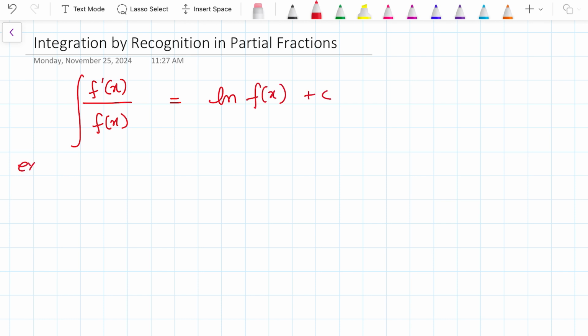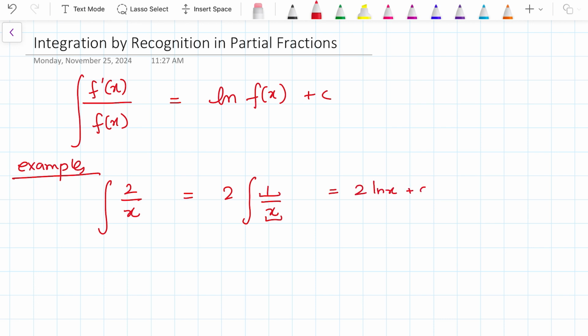So just quick examples. 2 upon x. Let's take this 2 outside, so it becomes 1 upon x. The constants can be taken inside and can be taken outside because they're over here as multiples, so it doesn't really make any difference. The function is x and the differential of x is 1. So it fits in this entire formula, so it becomes 2 ln x.